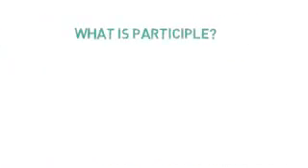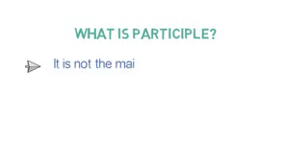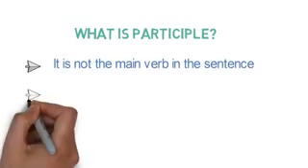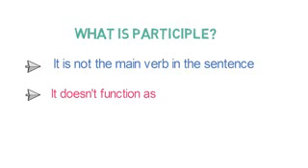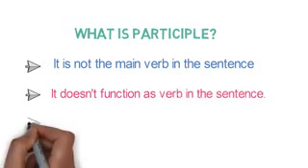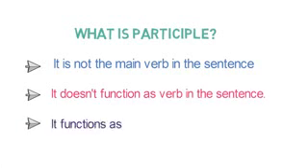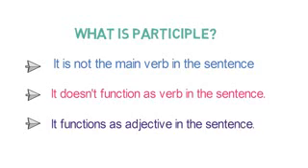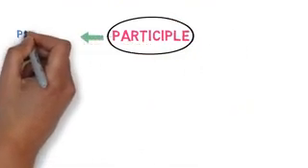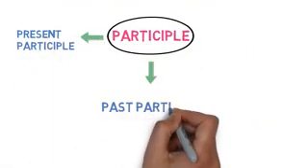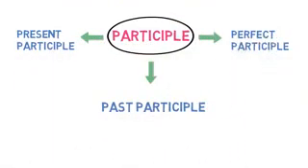So what is a participle? It is not the main verb in the sentence. It doesn't function as verb in the sentence. It instead functions as an adjective in the sentence. Remember these 3 points about participles. They are mainly divided into 3 parts: present participle, past participle and perfect participle.